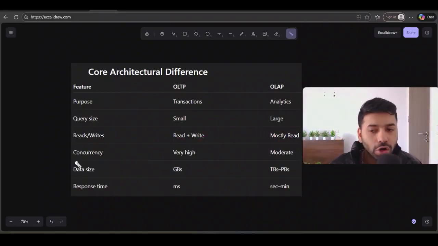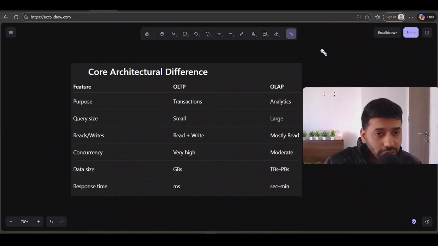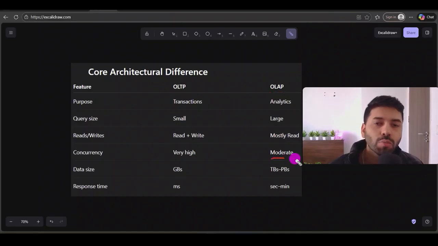because you have to do the analysis of all the data, right? Talking about concurrency, it's a very high requirement in OLTP, because OLTP is used for transactions. Like you have to book a ticket. Say there is only one ticket left and two users are trying to book it. If you don't have concurrency control there, then both users will book that ticket, and that will be a big trouble. Now if we talk about OLAP, the concurrency is moderate.